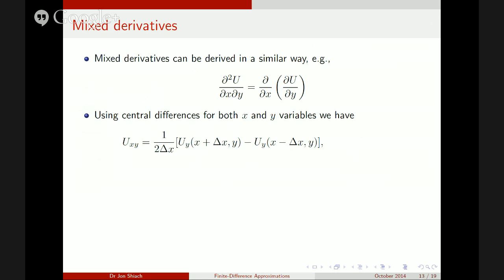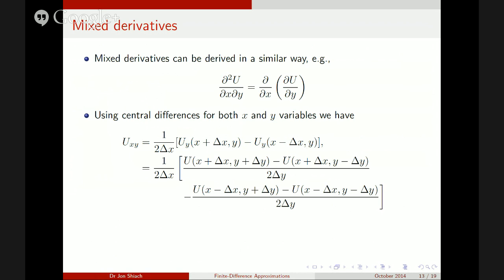Once I've got that, I have to calculate this y derivative. And in doing so, I use a central difference. So what we've got here: I take a step above y, which is y plus delta y, minus a step below, so that's y minus delta y, and that is over 2 delta y. So that's using the central difference approximation in the y direction as opposed to the x direction. And if I do the same for the second one, I've got this down here.